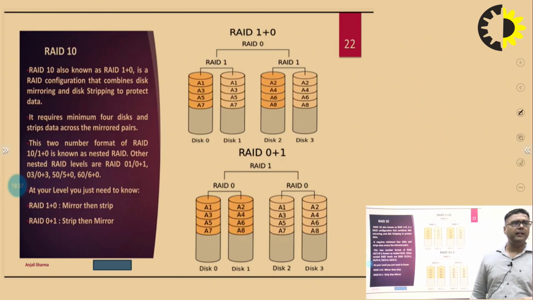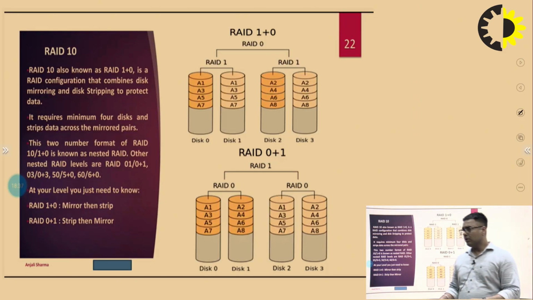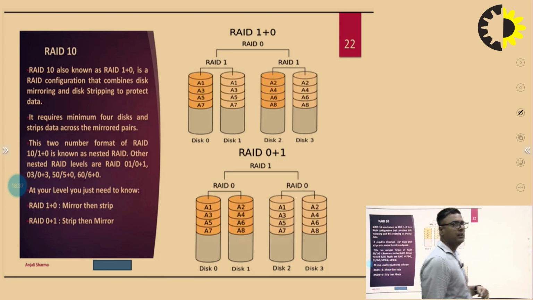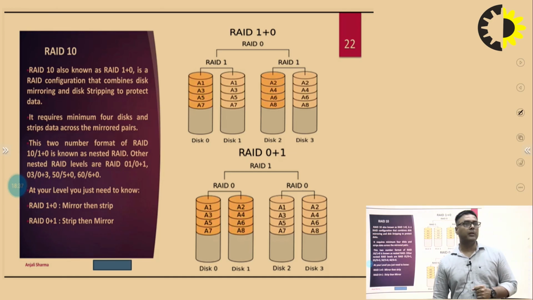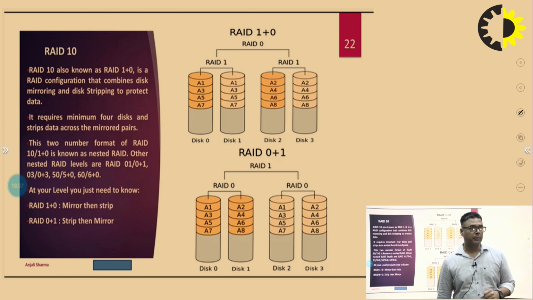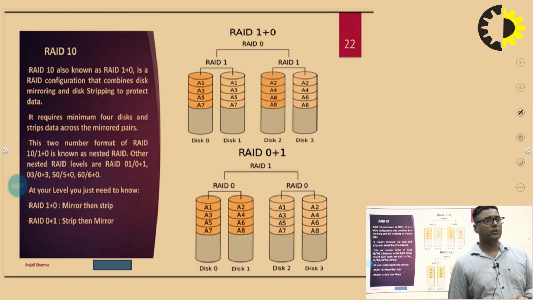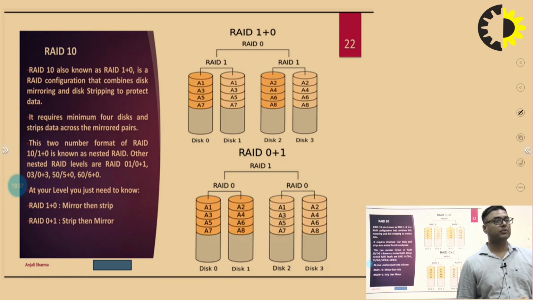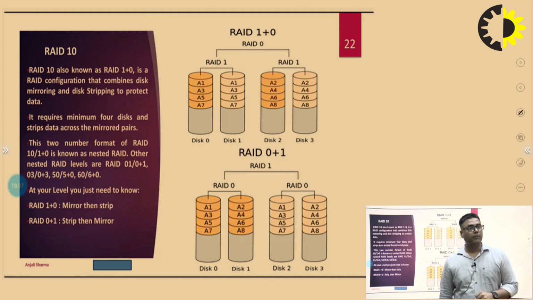RAID 10. RAID 10 is basically a combination of RAID 1 and RAID 0. RAID 10 is also known as RAID 1 plus 0. It is a RAID configuration that combines disk mirroring and disk striping to protect data. It requires a minimum of 4 disks and stripes data across the mirrored pairs. This two-number format of RAID 10, 1 plus 0, is known as nested RAID. Other nested RAID levels are RAID 0 plus 1, RAID 0+3, and RAID 50, or 5 plus 0.